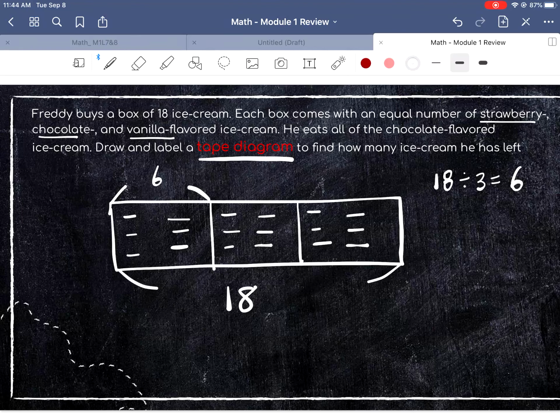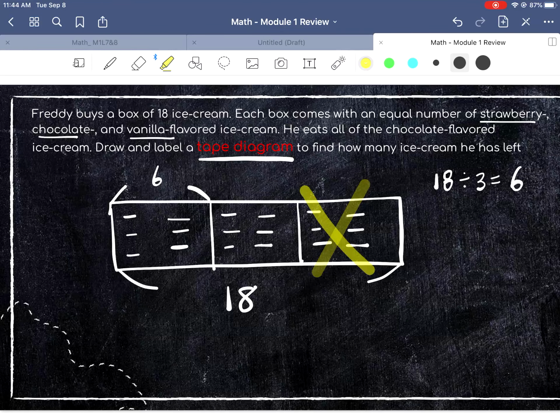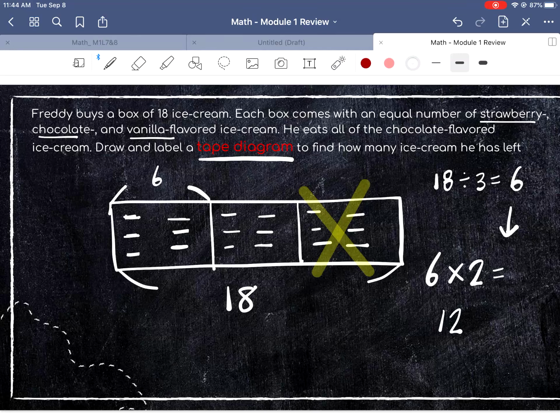So now Freddie has eaten up all the chocolate flavor ice cream. So this one is gone now. And now I'm interested in the number of ice creams he has left. So one way for you to find the answer is just count the number of ice creams inside these 2 boxes. Or you can just take this number, because we know that there are 6 ice creams in each box and there are 2 boxes left. That way, we can easily find the answer, which is 12 ice creams.